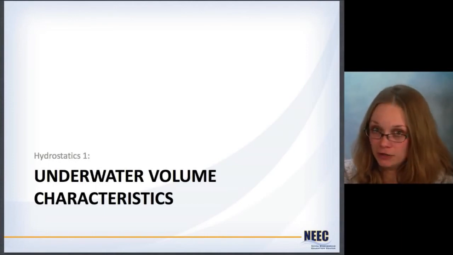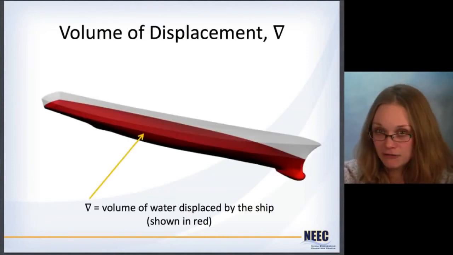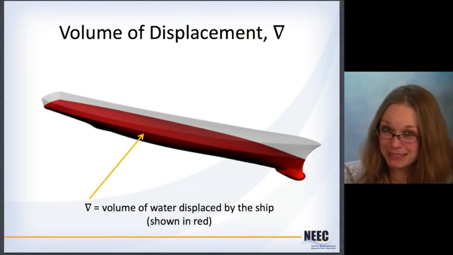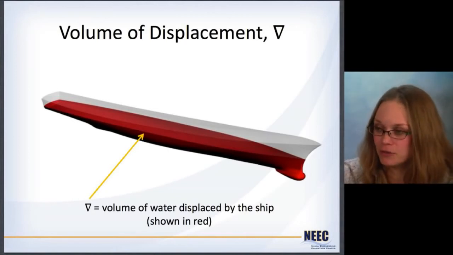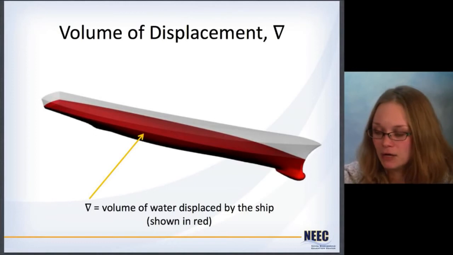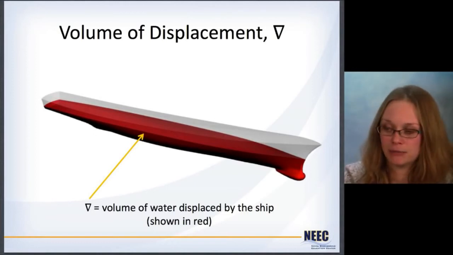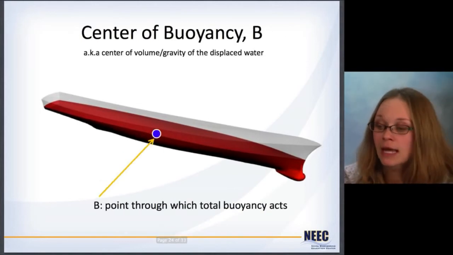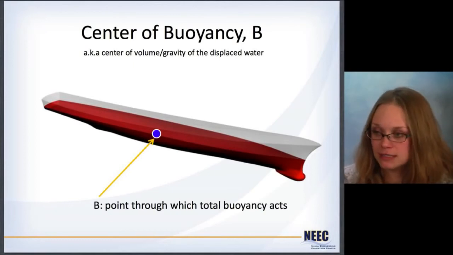Okay. Moving on to the underwater volume. Definition here. Because we use V later on for velocity, we had to come up with something different to talk about volume, and so this is what we use this triangle for. You may have seen it as a gradient symbol in math class, but here we use it as the volume of water that's displaced by the ship. So it's that part shown in red. You can see that it's not the entire volume of the hull, it's just the part that is underneath the water. The center of this volume is the center of buoyancy.